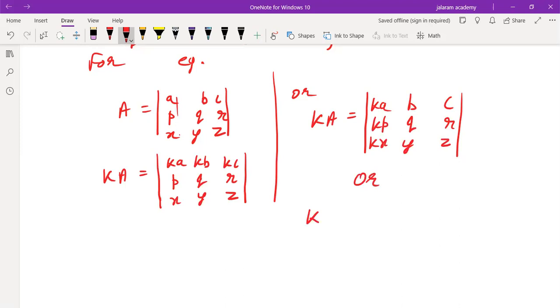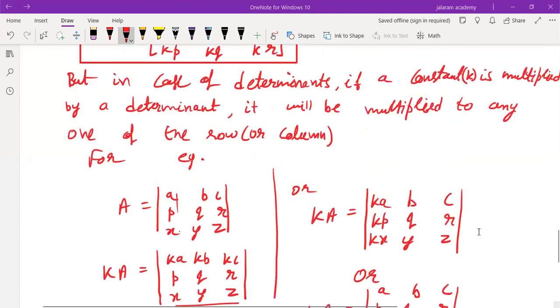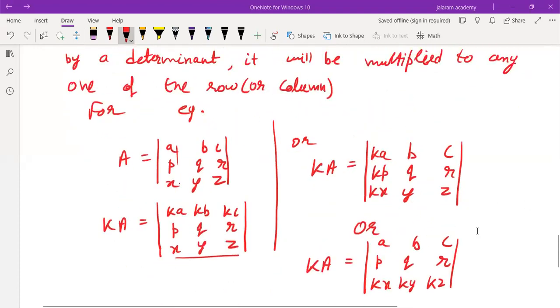Or we can multiply with any of the rows or any of the columns. Means if we multiply it by the third row, then also it is okay: KX, KY, KZ. But if we have multiplied the third row, then all the other rows will be written as they are. Means if any row or any column is multiplied by k, we must divide it also by k. Sometimes this also can be done.